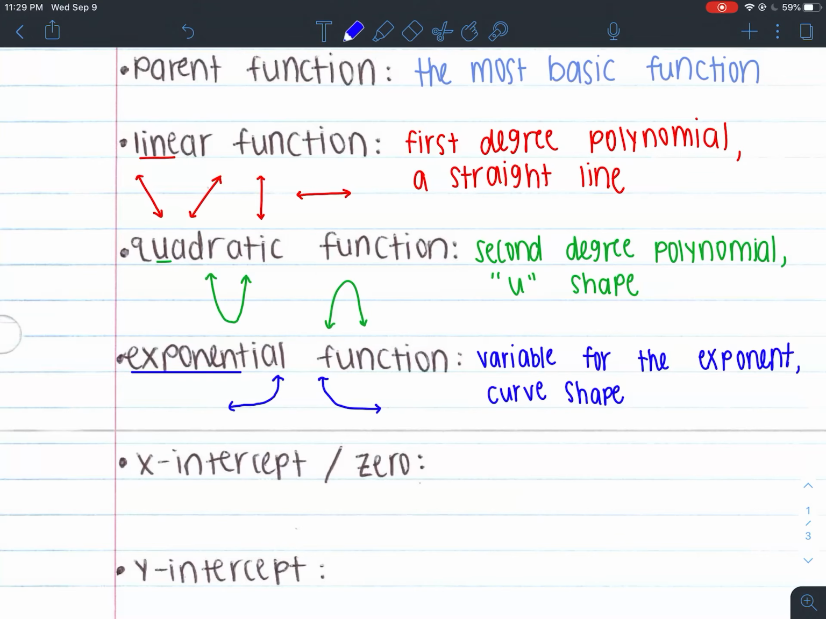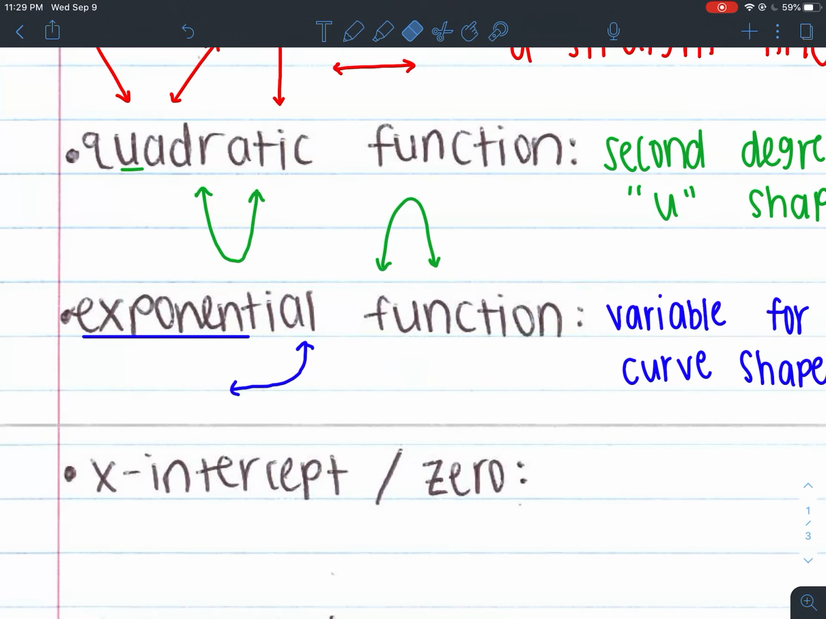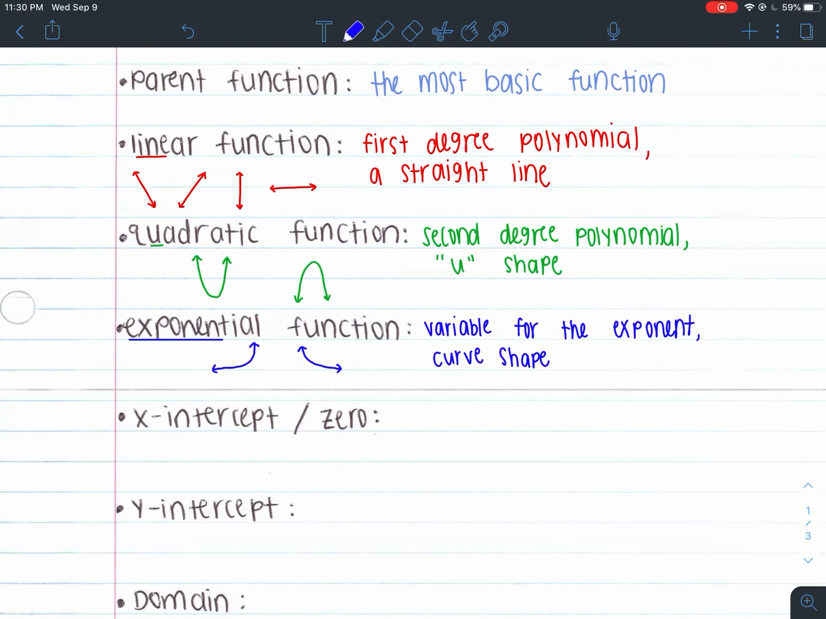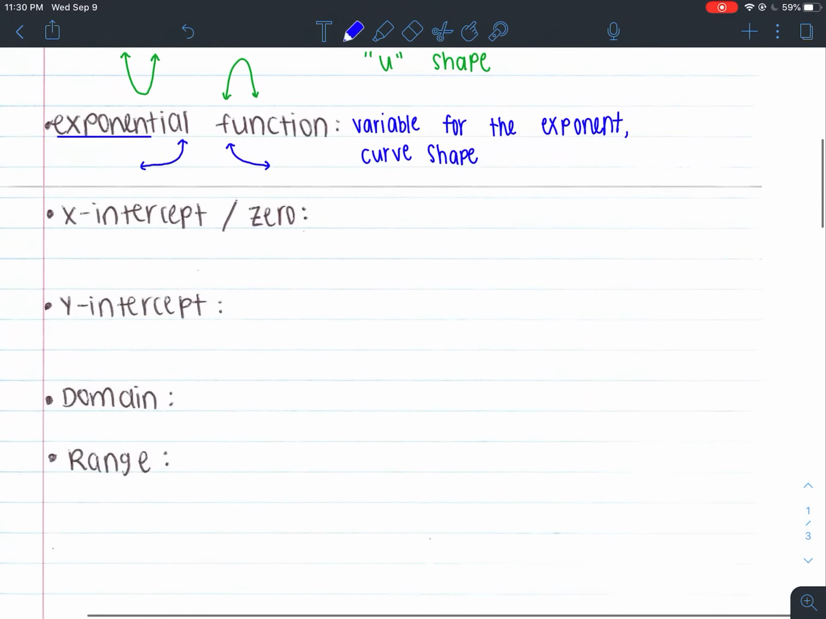So exponential functions look like a curve where this one starts off low and then it shoots up really high. This one starts off high and then it gets lower. So that's what exponential functions look like. And you'll see when we're graphing these that you'll see that picture.